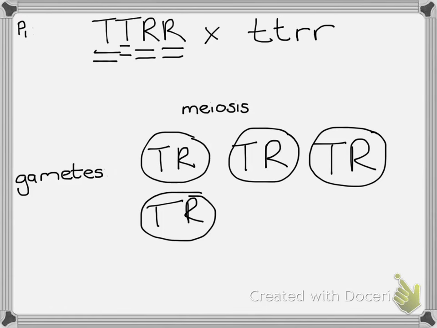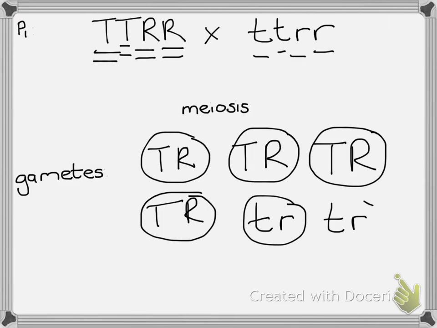Now we need to do the same for the other parent. So we're going to take small letter t, small letter r, and put that into a gamete. And we'll do it again with the next little t and little r. And once more.